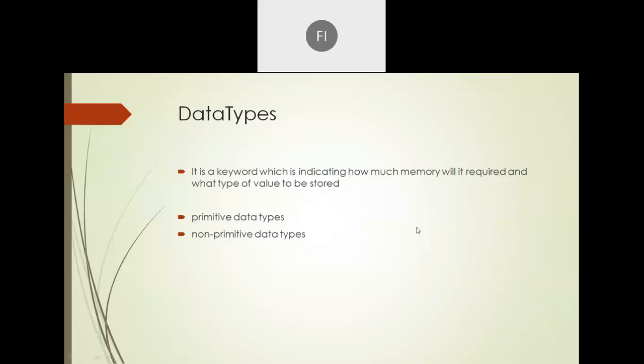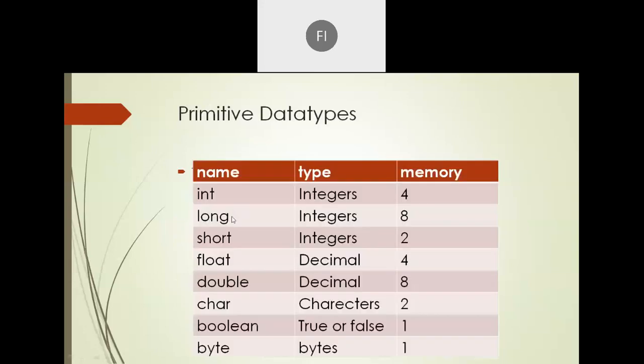So a data type always informs you of two things: what type of data it is, and how much size it will occupy in memory. These data types again have two types: primitive data types and non-primitive data types. Primitive means predefined, already existing in Java, like int, long, short, float, double. These are all primitive data types. Primitive and built-in. Non-primitive means our own defined data types.